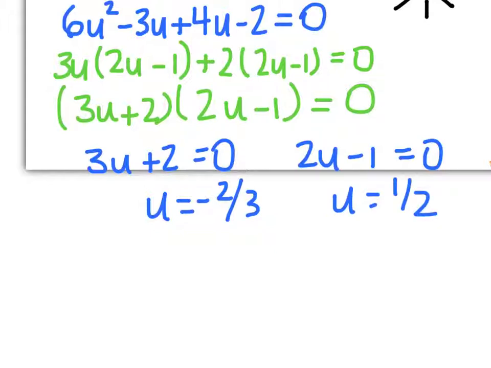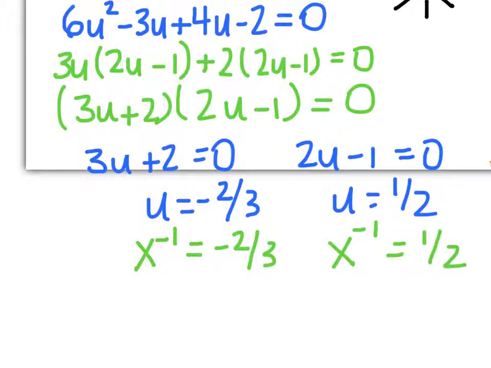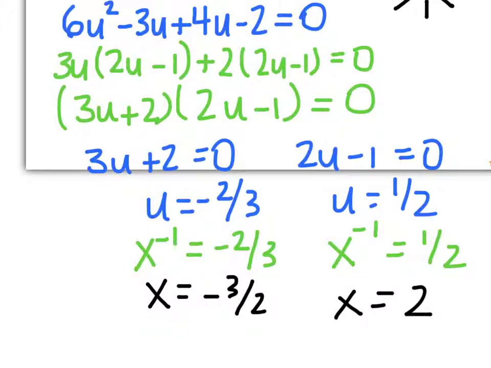And so now what I need to do is go and take back and replace my u with whatever I let it be equal to. And in this case, I let it be equal to x to the negative 1. So I have x to the negative 1 equals negative 2/3, and x to the negative 1 equals 1/2. And now, x to the negative 1 is just the reciprocal of x. So if I take the reciprocal of this side and reciprocal of this side, I'll have my solutions. I have x equals negative 3/2 and x equals positive 2.